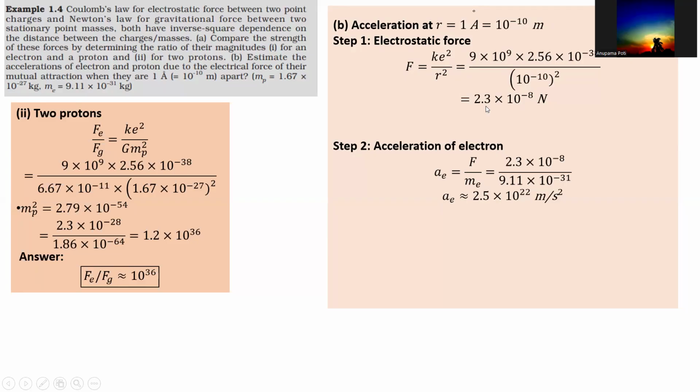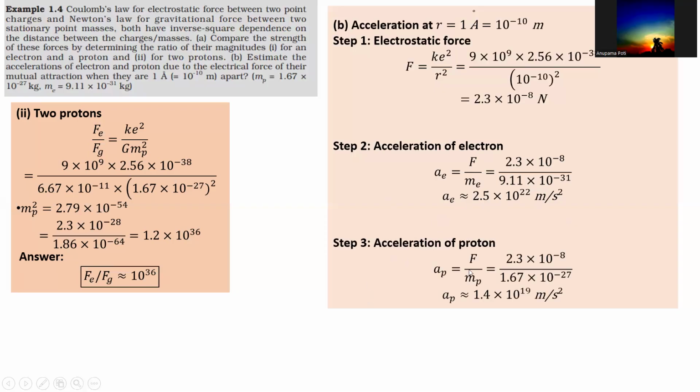Electrostatic force is 2.3 into 10 to the power minus 8 divided by mass of the electron, that is 9.1 into 10 to the power minus 31. So if you simplify, you will get acceleration of the electron as 2.5 into 10 to the power 22 meter per second square.